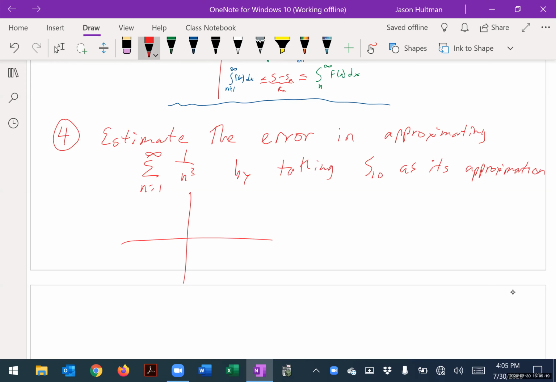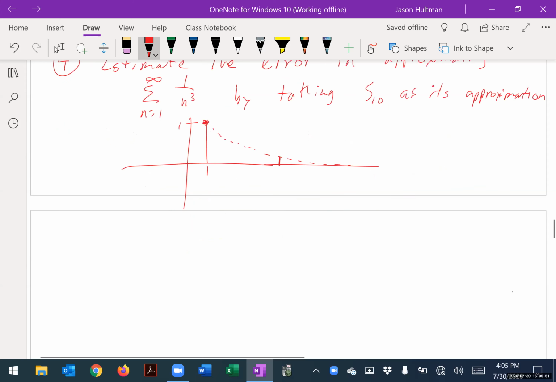What does 1 over x cubed look like? Well, it looks like this. And so we're going to start at 1. 1 over 1 is 1, right? So we'll start at 1, 1. This is 1. This is 1. It's supposed to be a square. And so we want to estimate the error of this thing at S10 when n is equal to 10, but it's the sum of all of those values.